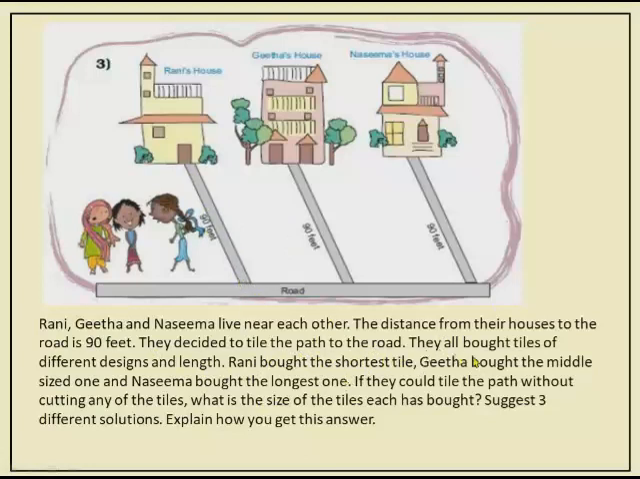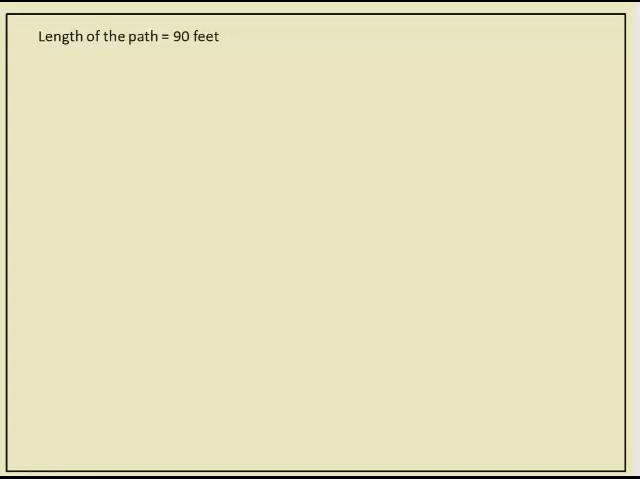They all brought tiles of different designs and lengths. Rani brought the shortest tile, Geeta bought the middle-sized one and Nasima bought the longest one. If they could tile the path without cutting any of the tiles, what is the size of the tiles each has bought? Suggest 3 different solutions and explain how you got the answer. First, what is given? Length is given as 90 feet. All the 3 houses' length to the road is 90 feet.